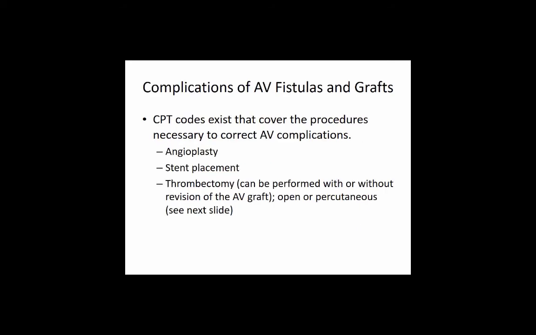Those complications that exist around AV fistulas and grafts require certain procedures to help the fistula or the graft be able to do its job, and the CPT codes cover the procedures that are necessary to correct those complications. That would include an angioplasty, a stent placement, or a thrombectomy. Thrombectomy is removal of a clot. It can be performed with or without revision of the graft, and it can be performed either open or percutaneously.